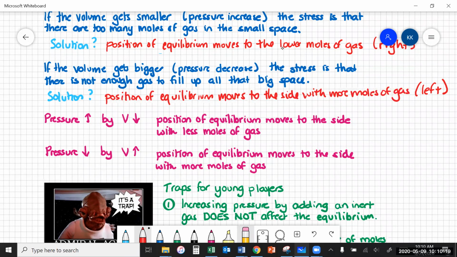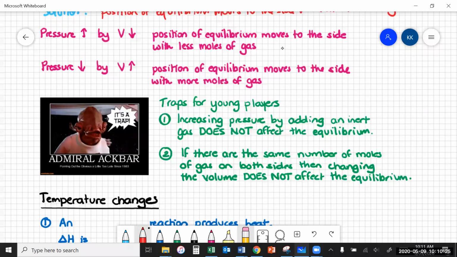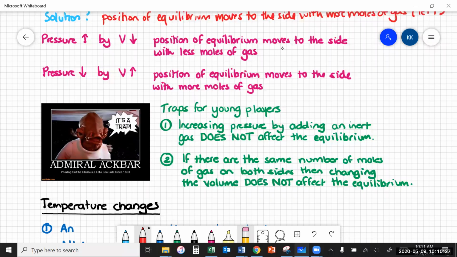There are, however, a couple of traps for young players in this one. So traps for young players are changing the volume is not the only way you can increase the pressure or decrease the pressure. You could increase the pressure of an equilibrium system by adding an inert gas. So you could actually just inject some helium into the system, and that doesn't affect the equilibrium. Think about it.